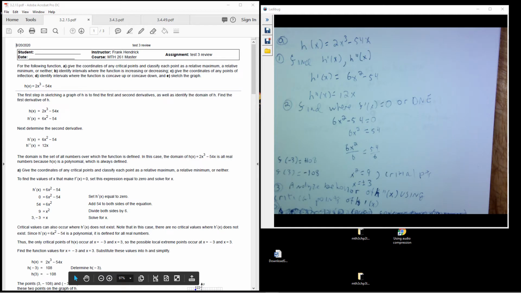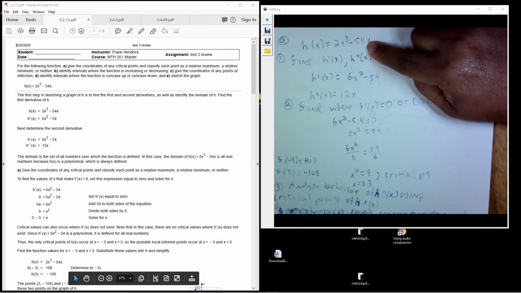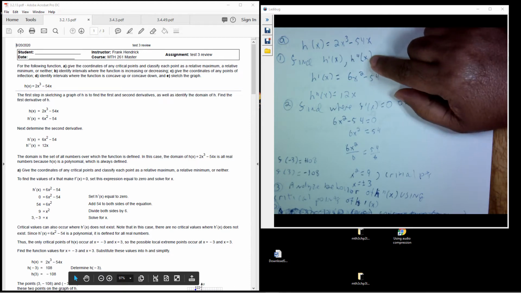Sketch the graph. What I would probably do is just go ahead and sketch the graph from the beginning, so I have an idea of what I'm dealing with. So we're given our original function here. So I find the first derivative and I find the second derivative here.